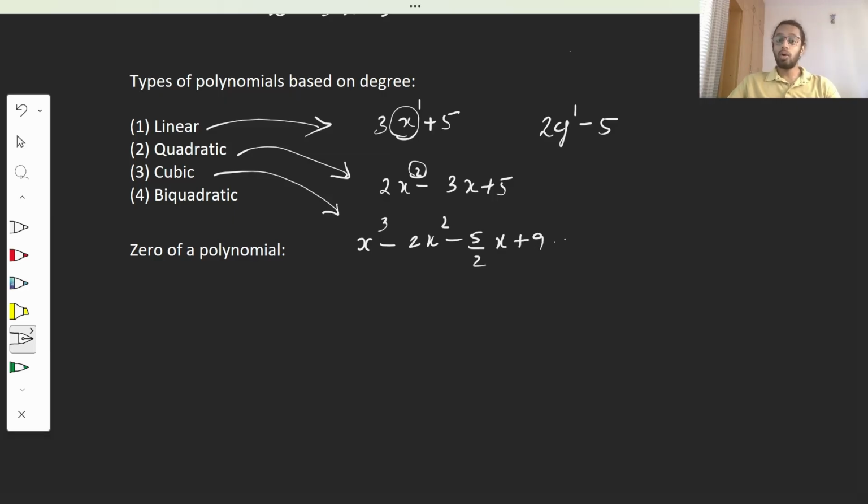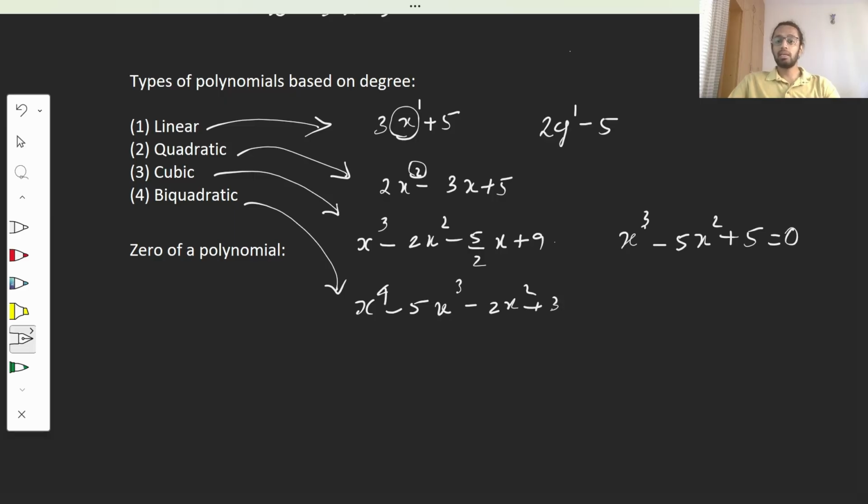Or it can still have the highest power as 3 and not have a few terms in between, like this. In this equation, you can see there is x³ and x², but there is no x to the power 1, which can still exist. So these are all the things. And biquadratic means the highest power of x will be 4. For example, x⁴ − 5x³ − 2x² + 3x − 2 = 0. Something like this. I'm just giving random examples.